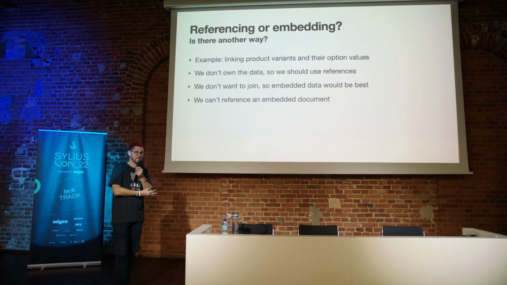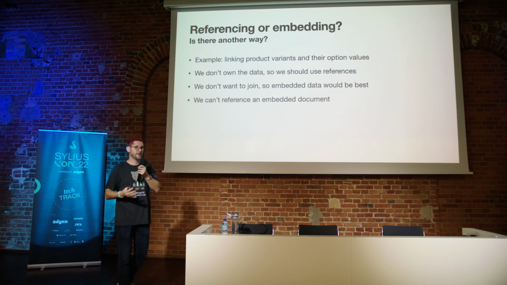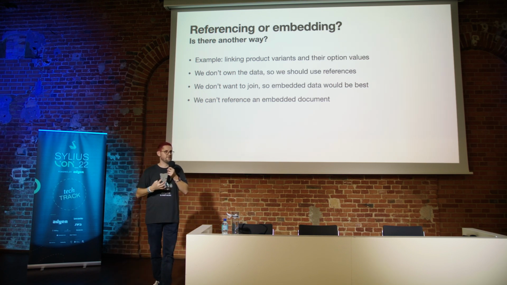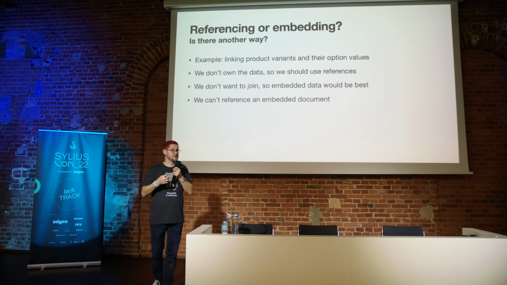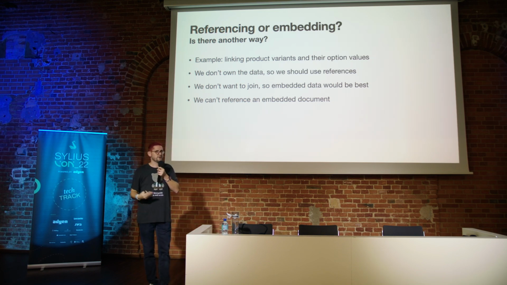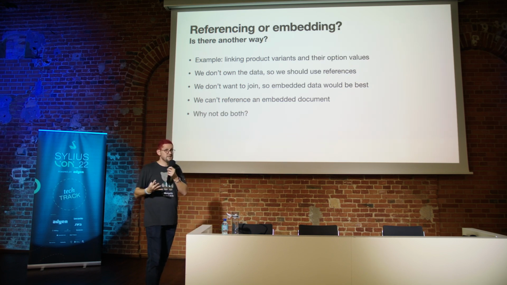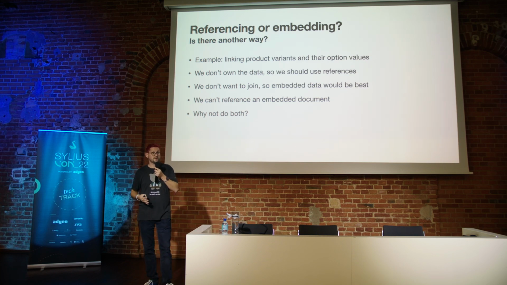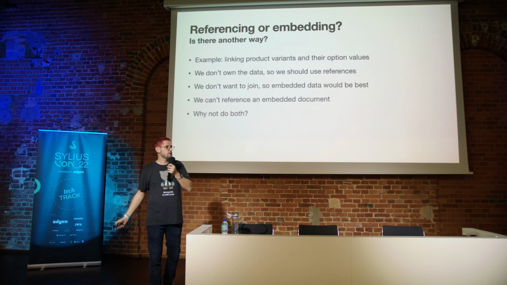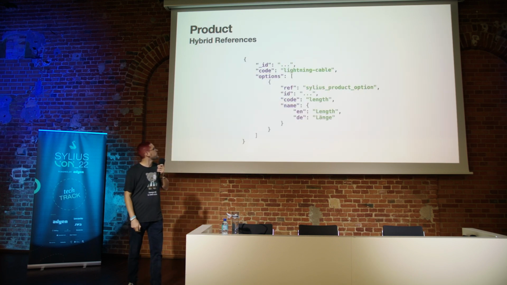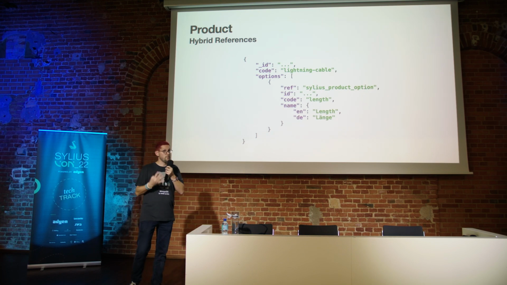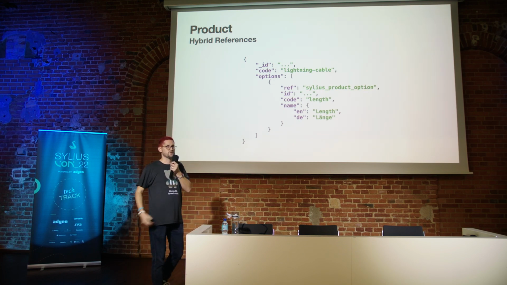And we can't even reference an embedded document. Technically, we could, but how do we even reference it? An embedded document doesn't have an identifier, especially not an identifier where we can guarantee its uniqueness. So if we have a list of options, we could say, well, we're referencing the option with the ID so-and-so, and we're referencing the fifth option. But then if we reorder them for some reason, we're in trouble. So maybe let's not do that. So the best thing to do is actually do both. We reference and embed stuff. And we should even do that for other stuff. So to go back to the example from before, where we're storing a reference to an option, we can add more data to this reference object.